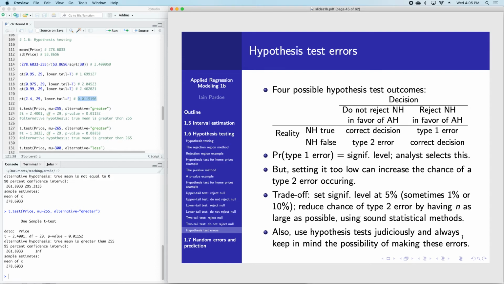So we should always keep in mind that we can make errors when we do hypothesis tests, and so you do want to do them judiciously. You want to decide what your research question is and then set up your hypothesis tests before you even collect data, and then when you collect the data you can run the hypothesis tests that you've decided on ahead of time. But you always want to keep in mind that you may end up making a mistake.